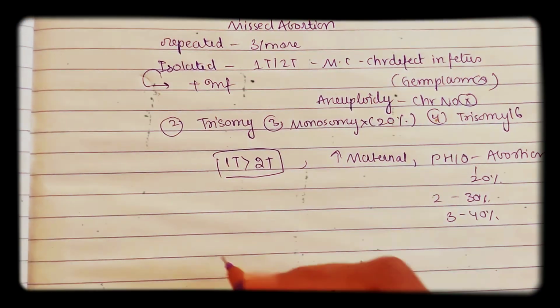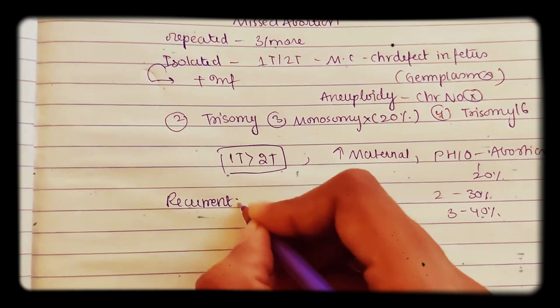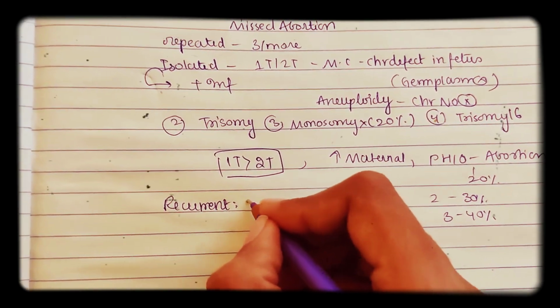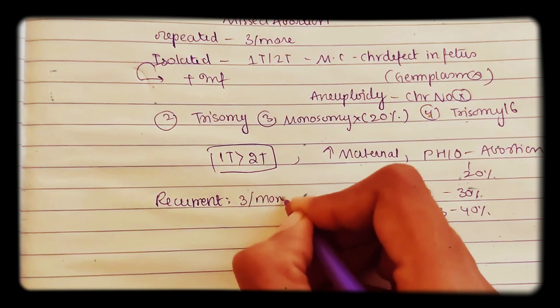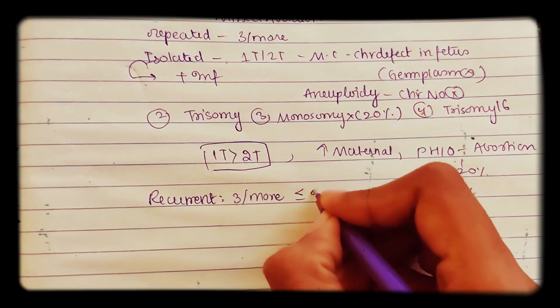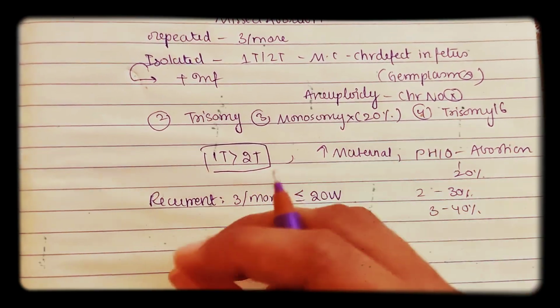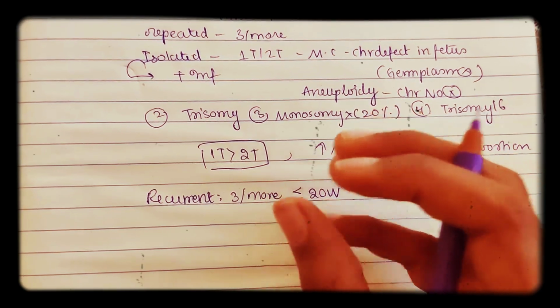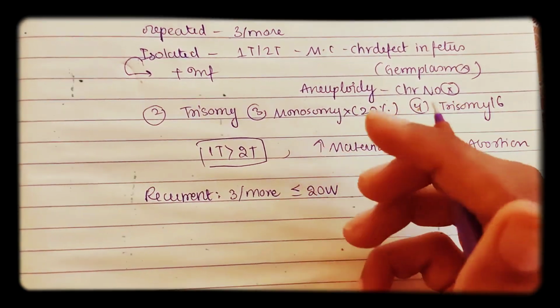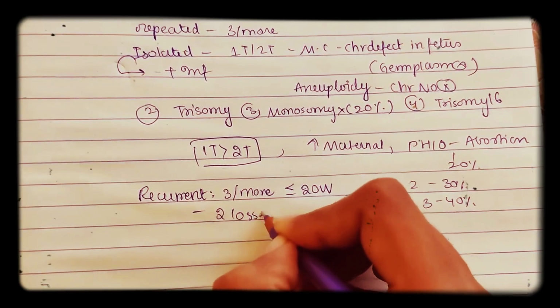So recurrent pregnancy loss, in the name itself you can see it is recurrent. It is occurring many times, either 3 or more consecutive pregnancy losses, occurring at less than or equal to 20 weeks of gestation. Investigation should be started even after 2 consecutive pregnancy losses. So investigation starts at 2 losses.